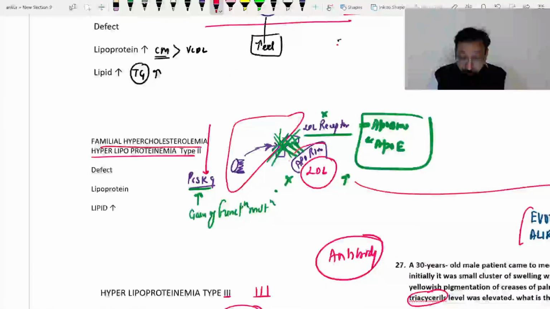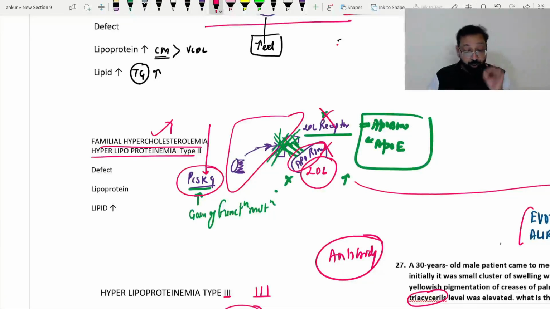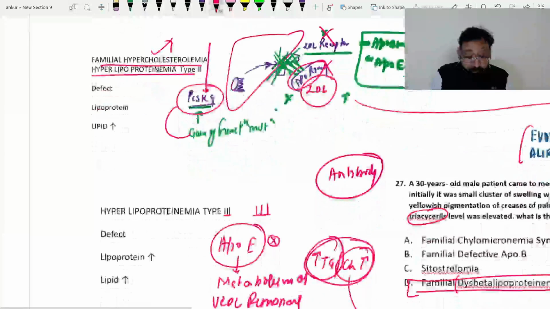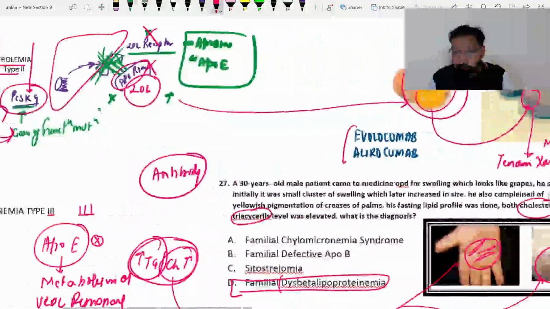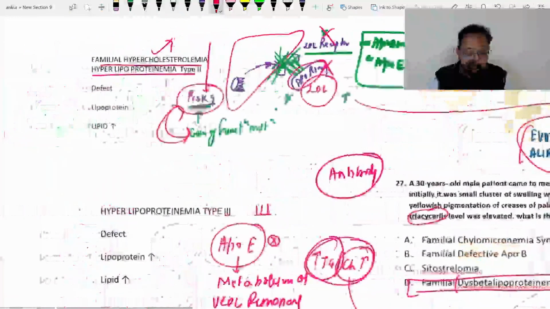If LDL receptor is normal, the defect may be ApoB100. I told you that in familial hypercholesterolemia, defect may be LDL receptor, defect may be ApoB100, defect may be PCSK9. This is very specific mutation, gain of function mutation. Most of the time, whenever mutation occurs, the function of protein is decreased. But in this PCSK9, function is increased. That leads to hypercholesterolemia. That's why we make antibody against PCSK9.